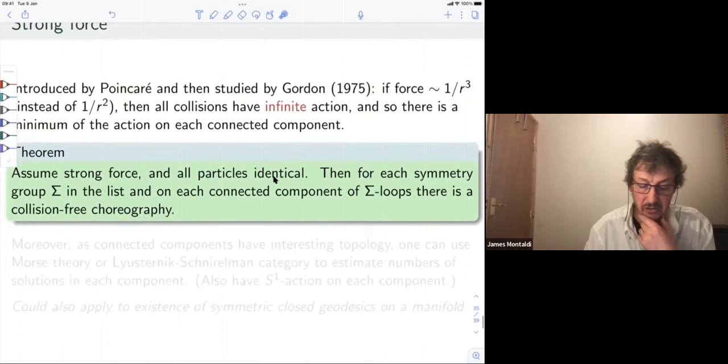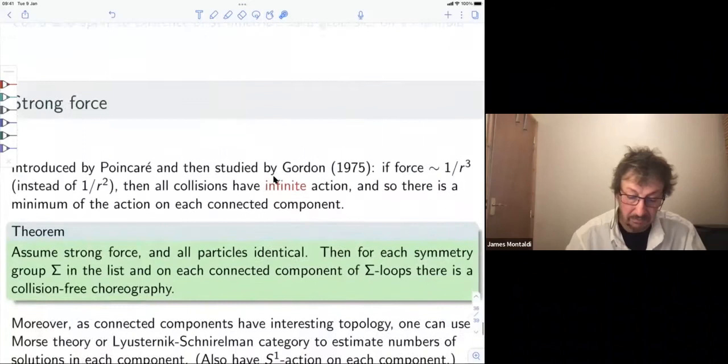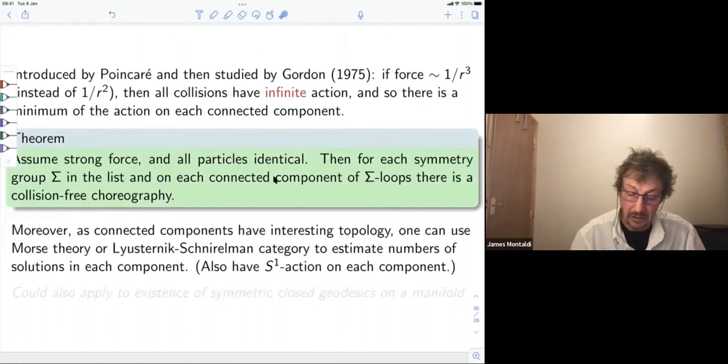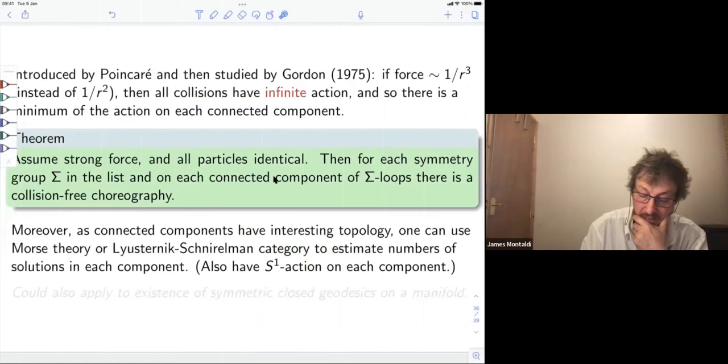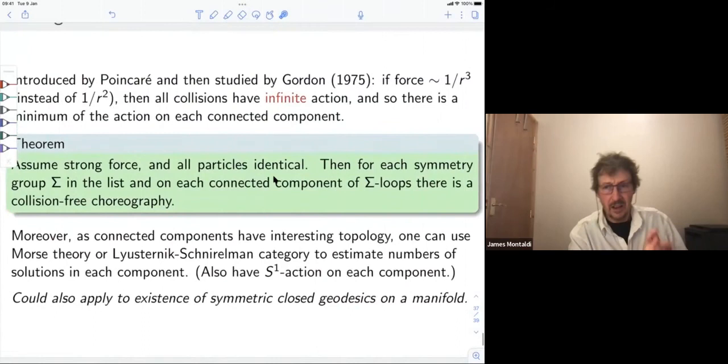So if you assume a strong force and all the particles are identical, then for each symmetry group and on each connected component, there is at least one collision-free choreography. And if you know the fundamental group of this connected component using the braid analysis, then you can estimate using Morse theory or Lusternik-Schnirelmann; you could get more information if anybody was interested. Okay, I think that's it.